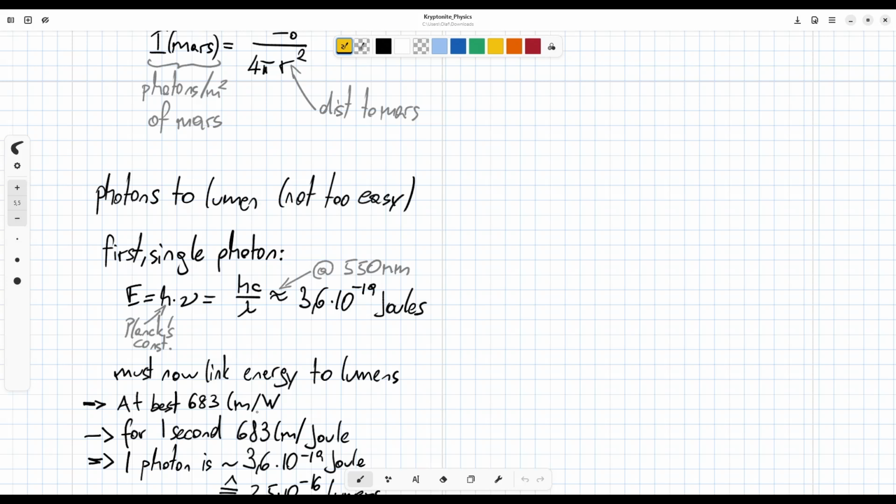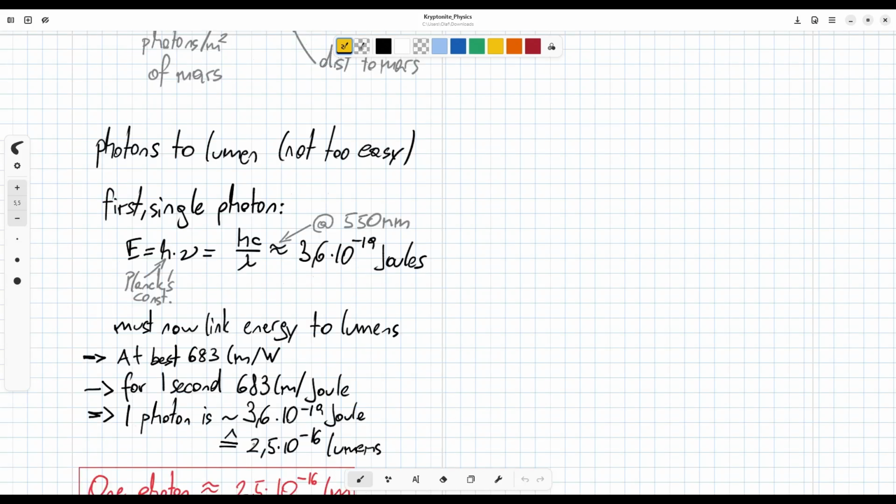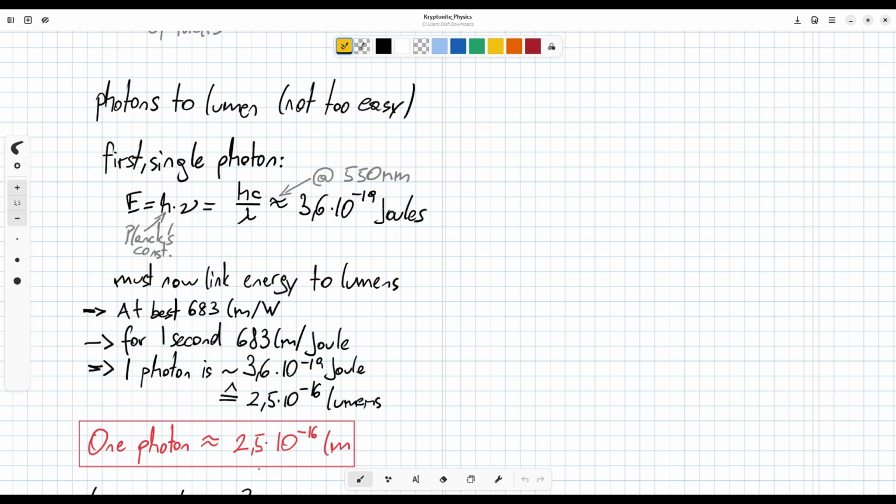Now, a watt, of course, is a unit of power, but we want energy, so we just say this happens every single second. So then we have 683 lumens per joule. And 1 photon is 3.6 times 10 to the negative 19 joules. So if you receive 1 photon, that would correspond to a brightness of about 2.5 times 10 to the minus 16 lumens. So a photon is 2.5 times 10 to the negative 16 lumens.